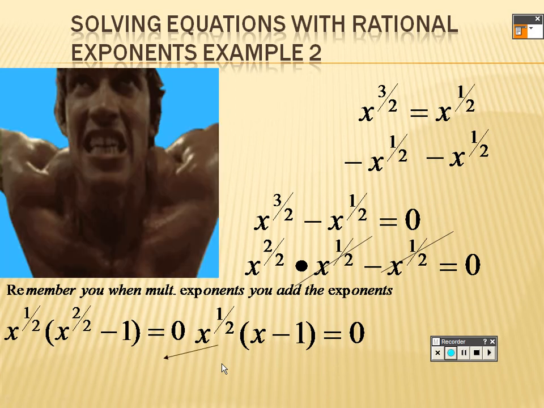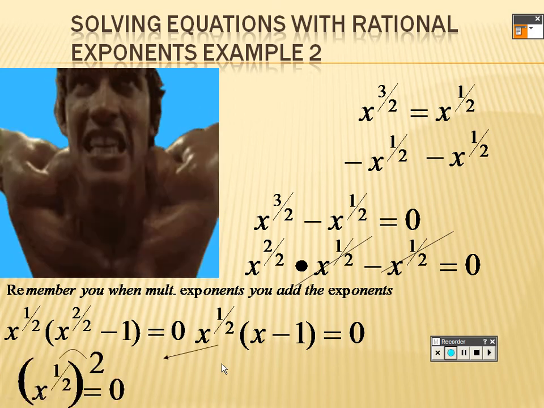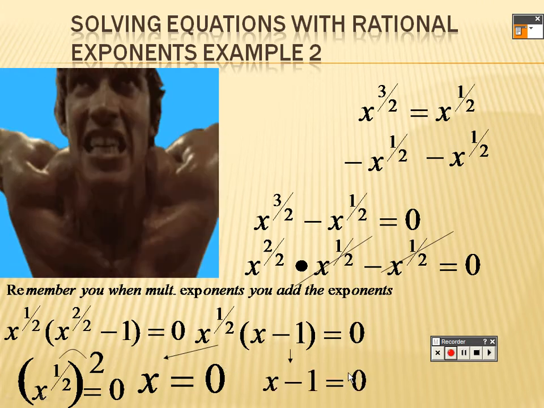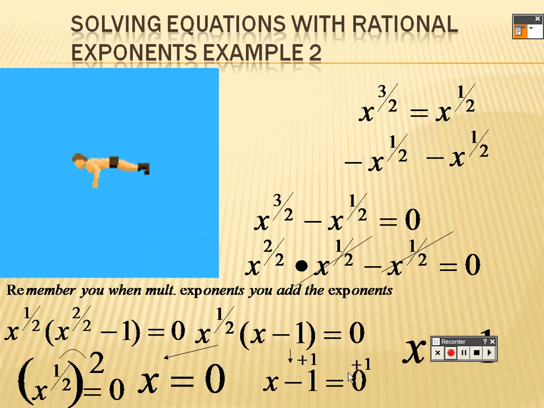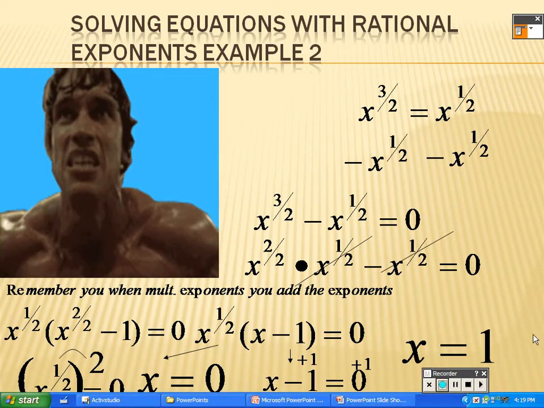So when I separate those and set them equal to 0, there's that one. I would square it. Well, whenever you square 0, you get 0. And x minus 1 equals 0. I'd add 1 to both sides, and I get x equals 1 as my answer. So those are my 2 answers.